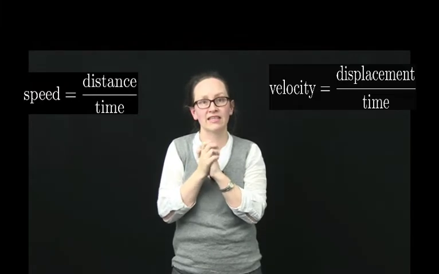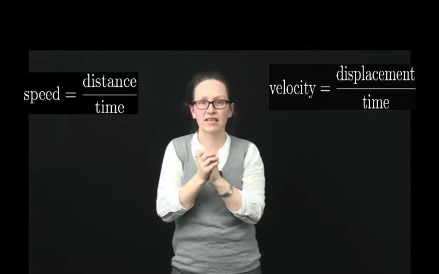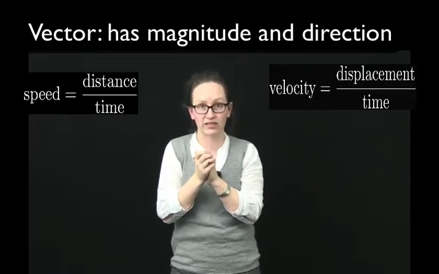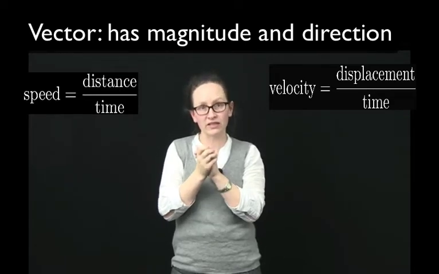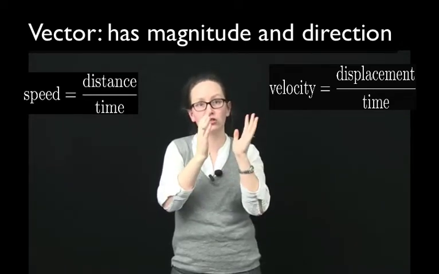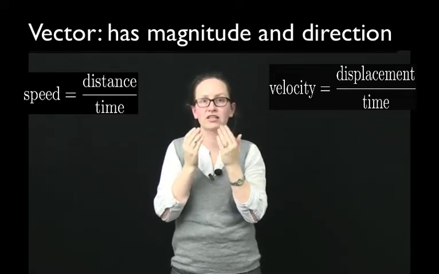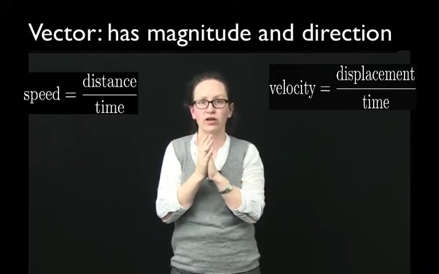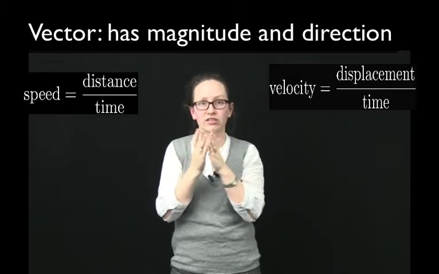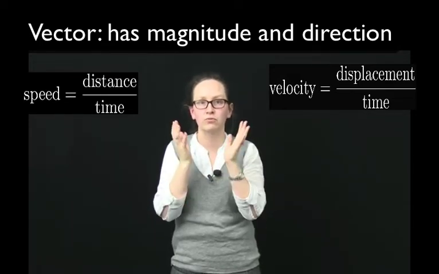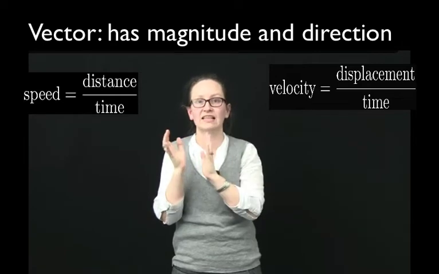Velocity, on the other hand, is very similar to speed, except that it's what we call a vector quantity. A vector quantity is something which has a magnitude and a direction. So if you're ever asked to calculate the velocity of an object, you need to calculate how fast it's going, but also state which direction it's going in.